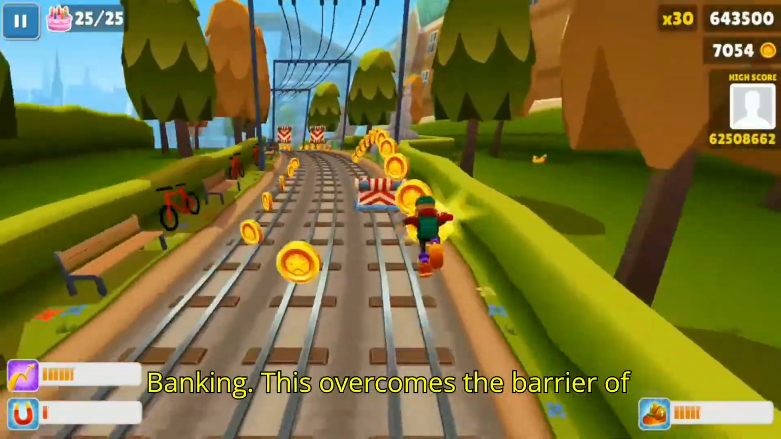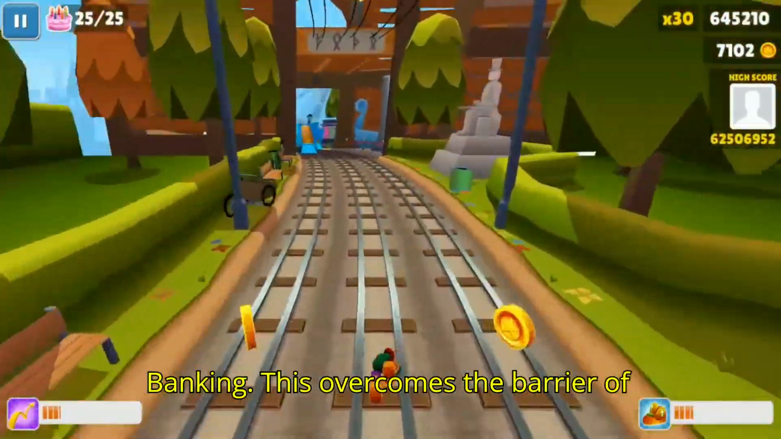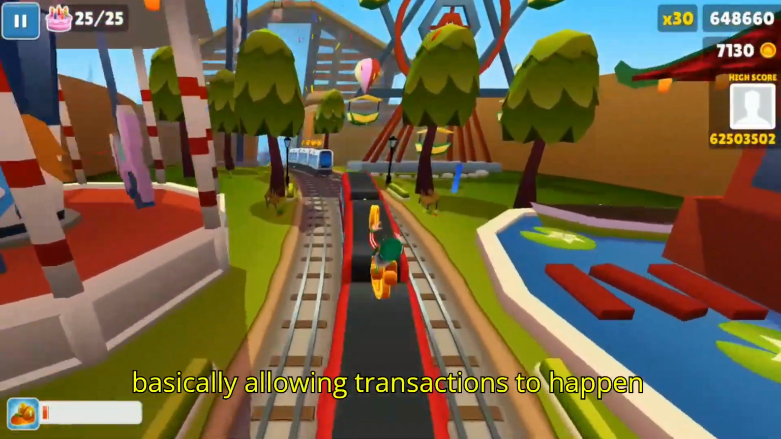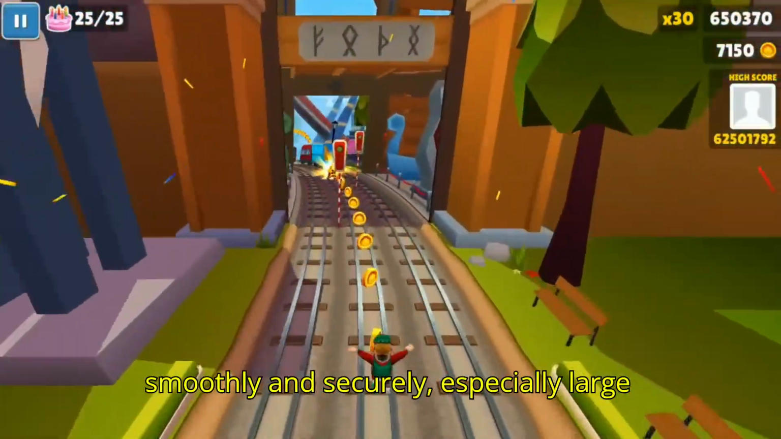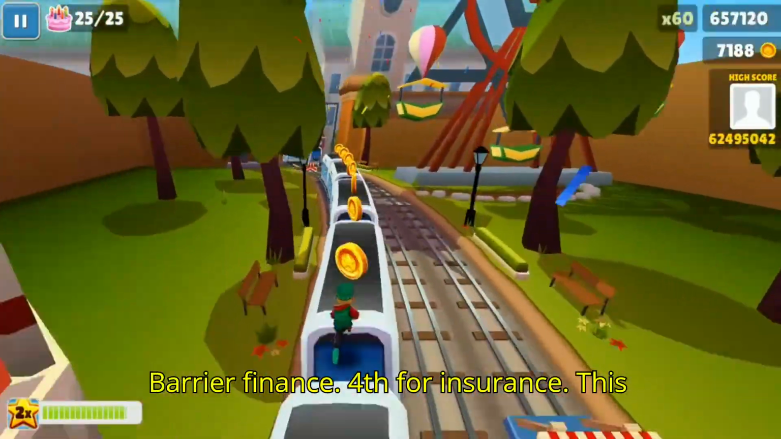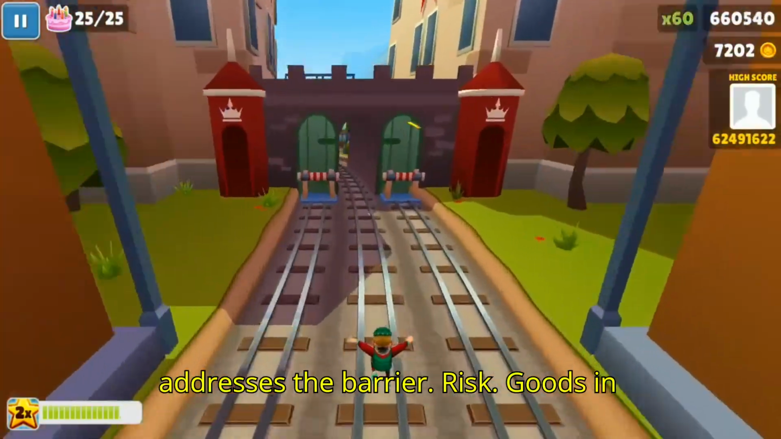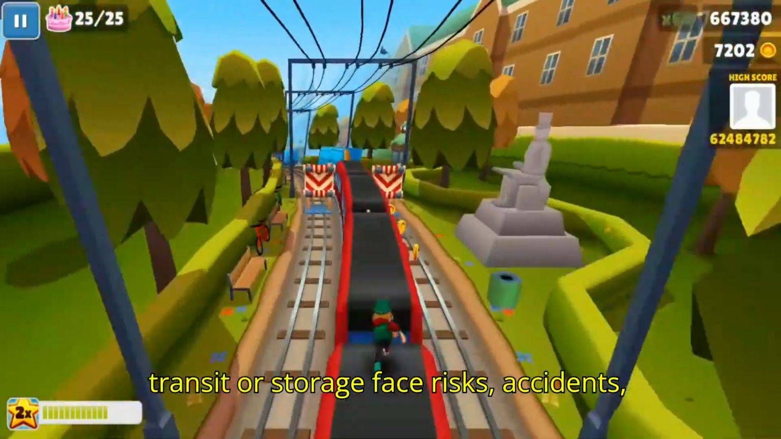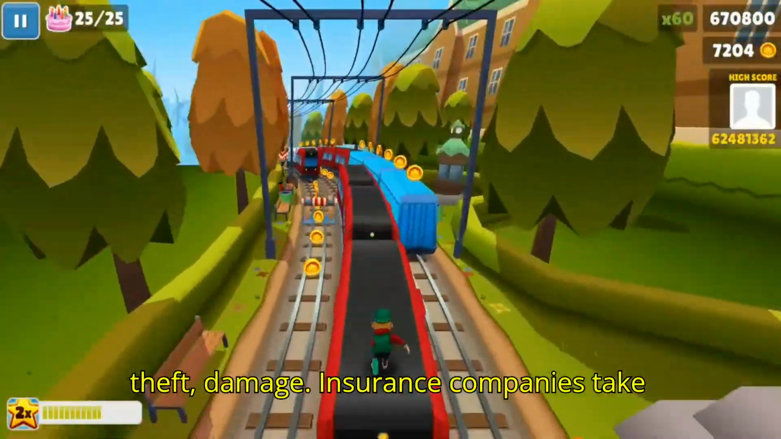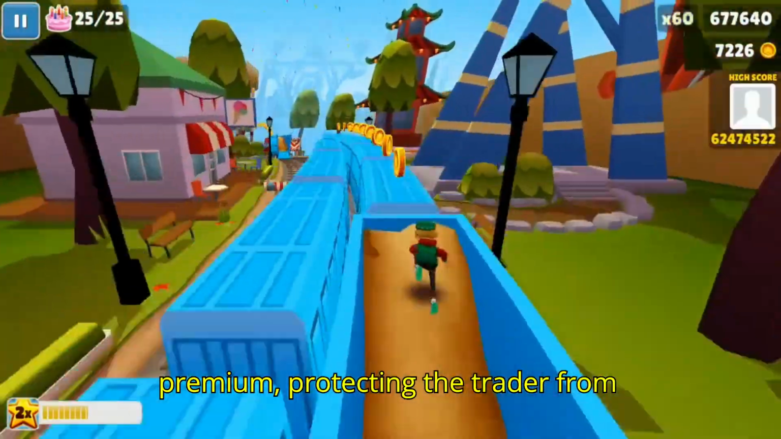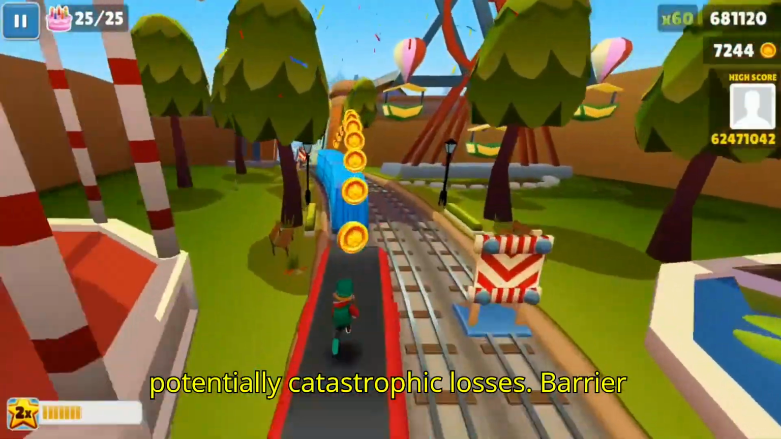3. Banking. This overcomes the barrier of finance. Banks provide the mechanism for payments. They offer credit, loans, basically allowing transactions to happen smoothly and securely, especially large ones, without needing sacks of cash. Barrier of finance. 4. Insurance. This addresses the barrier of risk. Goods in transit or storage face risks: accidents, theft, damage. Insurance companies take on that risk in exchange for a premium, protecting the trader from potentially catastrophic losses. Barrier of risk. Okay, 2 more.